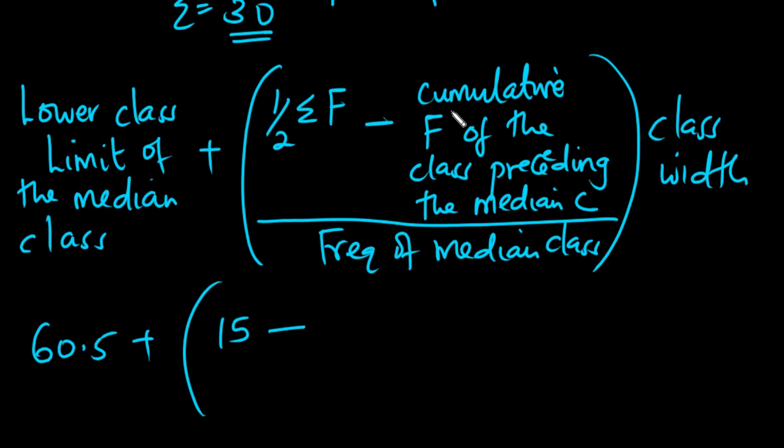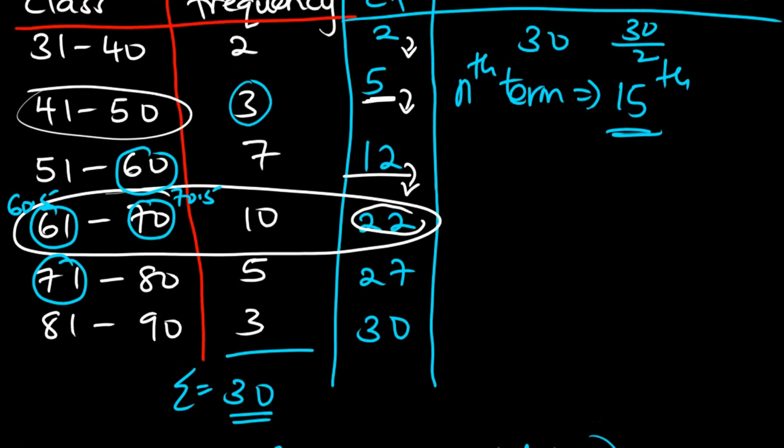And then minus the cumulative frequency of the class preceding the median class. We need the cumulative frequency not of the median class, but of the class preceding the median class. When we talk about preceding, we mean the one that comes just before the median class. For this case, the median class is 61 to 70, so the preceding class is 51 to 60. We need the cumulative frequency of that class, which is 12.